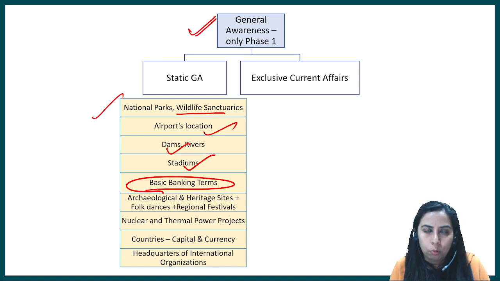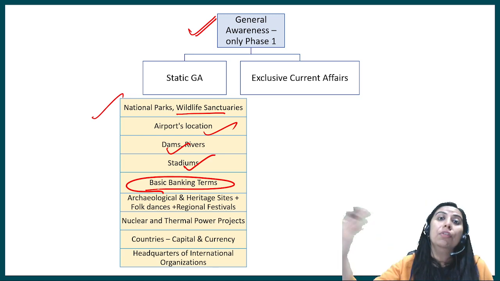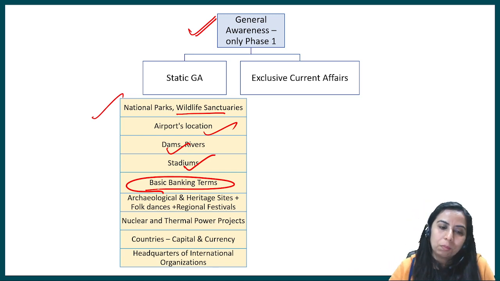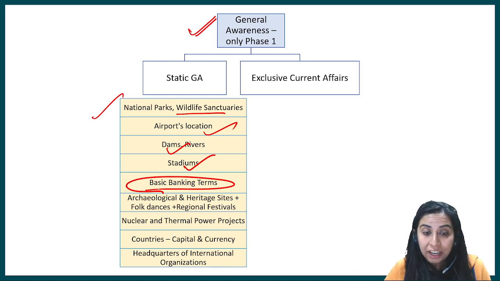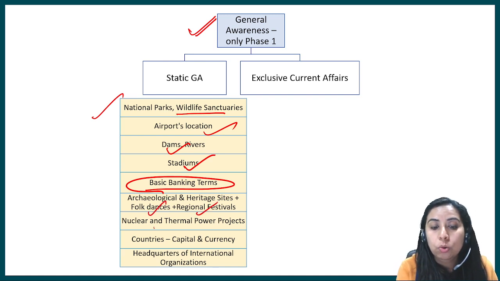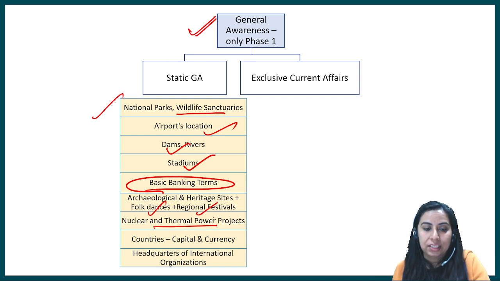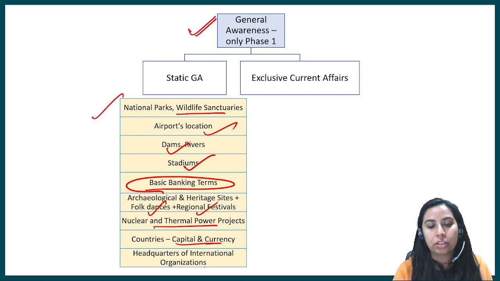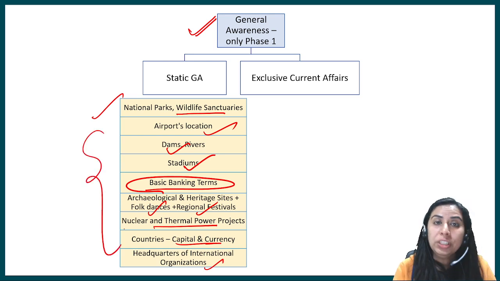Repo rate, what is it? Reverse repo rate, what is it? Bank rate, SLRs, just giving you the examples. Even for that matter, IPOs, the LIC IPO is coming. So all that: archaeological and heritage sites, their locations, folk dances, regional festivals, nuclear and thermal power projects, countries, their capital and currency, headquarters of international organizations. So these are static GA.